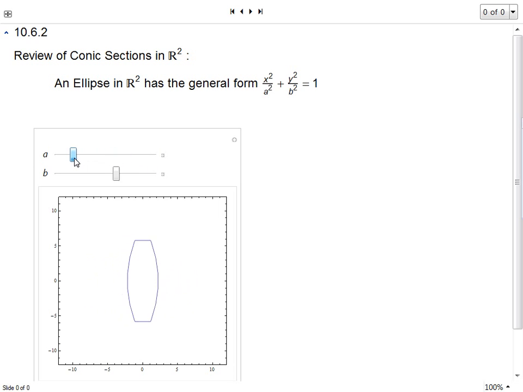A changes the length of the, what do we call that for an ellipse? We have these major and minor axes. The major axis is the one that goes through the long side of the egg-shaped ellipse. The minor is the one that goes up and down. So if you change a, which is a number under x squared, you change its width. If you change b, you change its height.